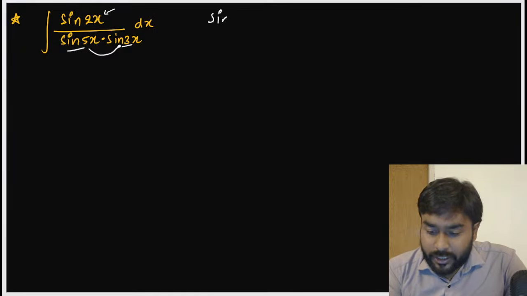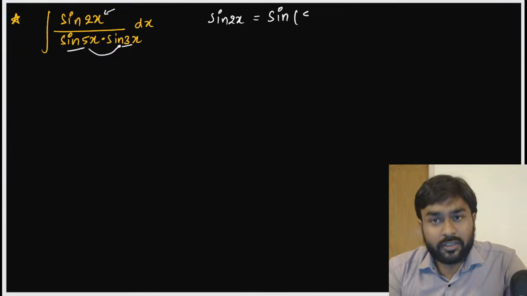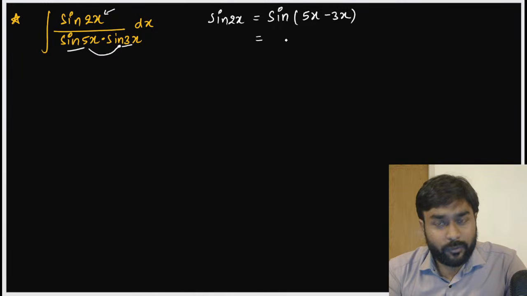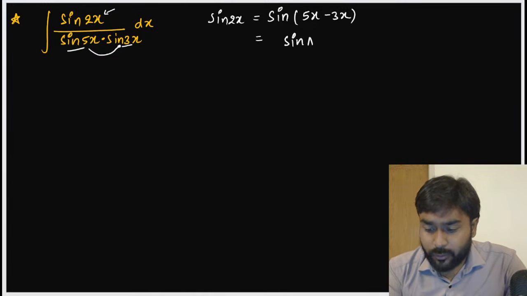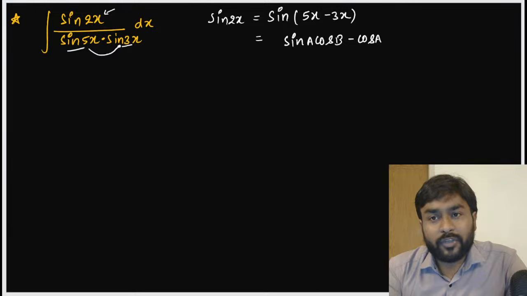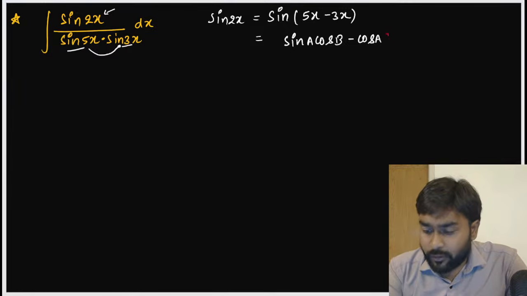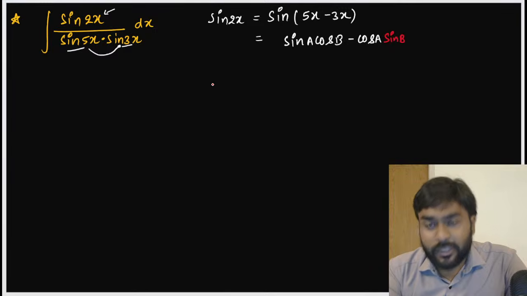So what will be our approach? This sine 2x we are writing as sine of 5x minus 3x. Now you can apply the sine A minus B formula. So the formula is sin A cos B minus cos A sin B. That is our formula. This formula we are applying.